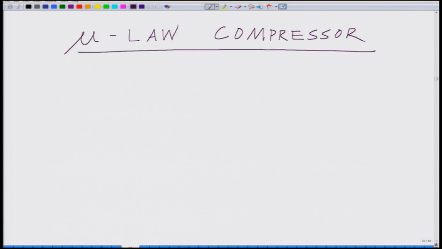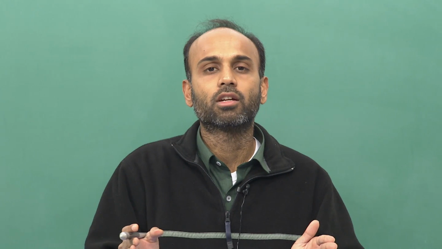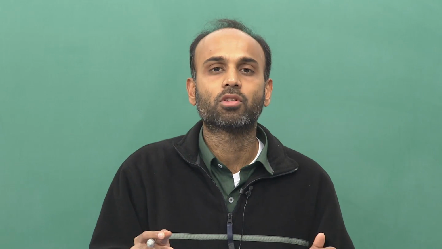So, let us look at the mu law compressor for companding. That is an input output characteristic. Remember, this companding is nothing but an input output mapping. It is a non-linear mapping from the input to the output, such that the smaller amplitude region is mapped to a larger width, and the larger amplitude region is compressed. That is the process of companding.